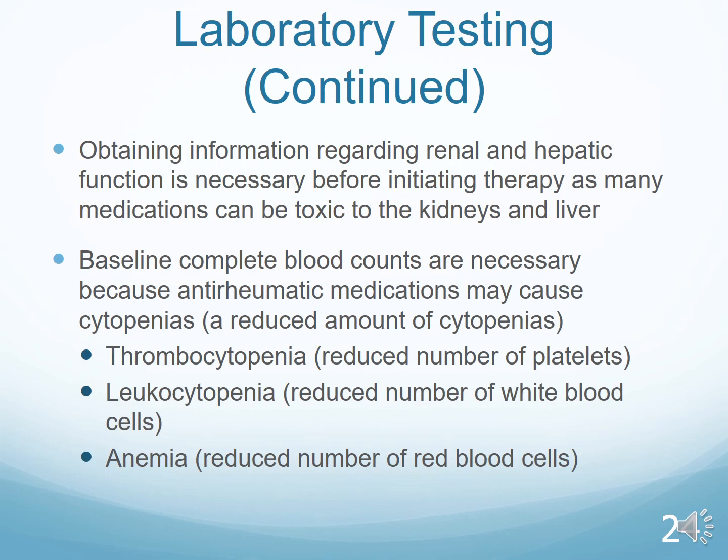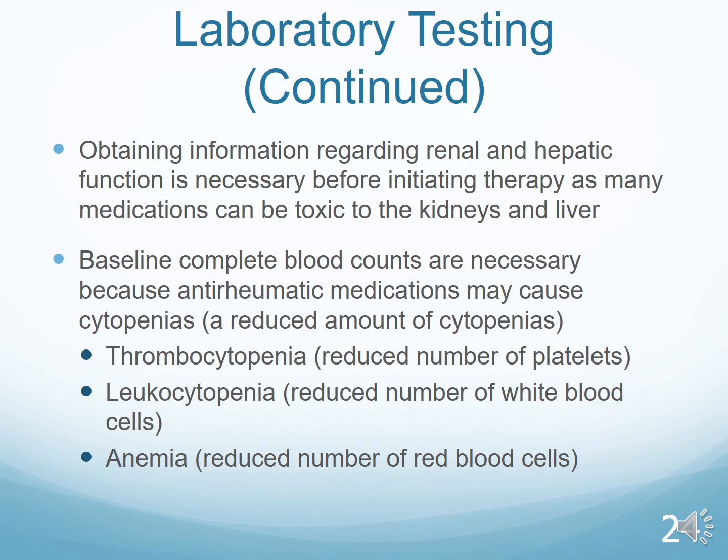So obtaining information regarding renal and hepatic function is necessary before initiating therapy, as many medications can be toxic to the kidneys and the liver. And we remember this, right, from my last lecture when we were talking about the kidney and the liver and the pancreas. These organs are going to filter these medications. And these medications can be very, very toxic. They're very helpful to the joint, but they're very toxic to the body and to the filtering process. So before we start any medications, the doctor is going to want to know what the kidney function is and what the liver function is and whether it is within the norm.